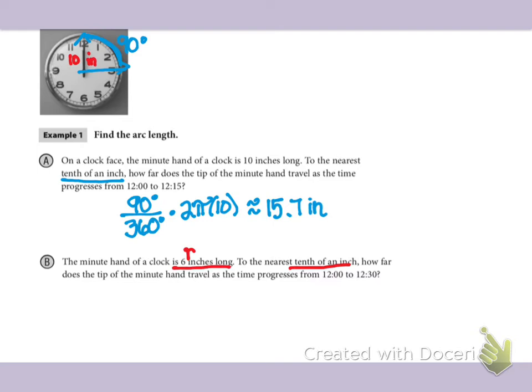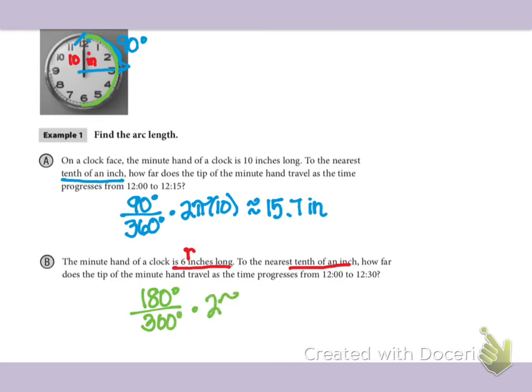Okay, if we look at this clock, instead of going to 12:15, we're going to go all the way down to 12:30. So now that's halfway around that circle, right? We want to know that semicircle, so it's 180 degrees. So it's half of the circumference is basically what we're going to be finding.